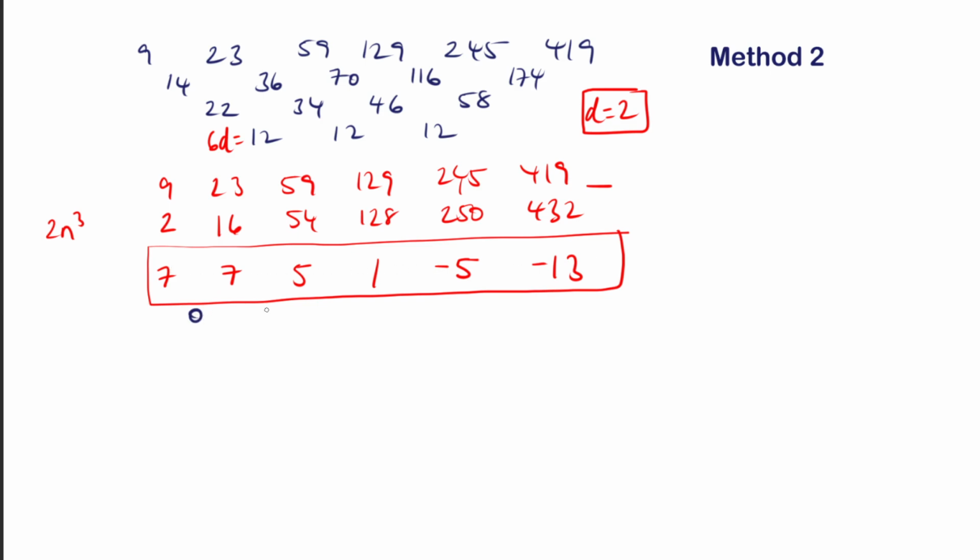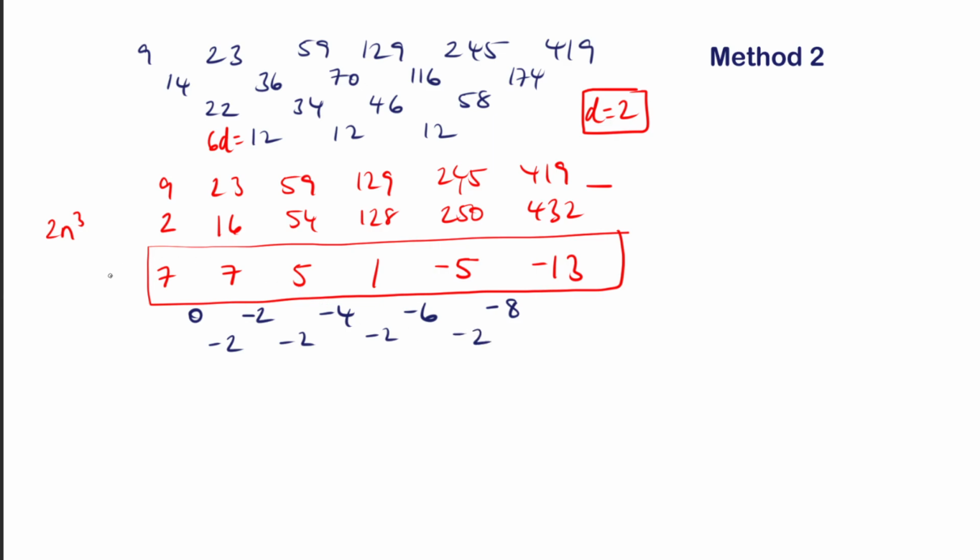So that's 0, -2. Sorry, it's -2, isn't it? Because you do 5 take away 7. And this is -4, this is -6, and this is actually -8. Okay. So these are all different numbers, so we're going to have to go to the second difference. Now this is -2, -2, -2, -2.